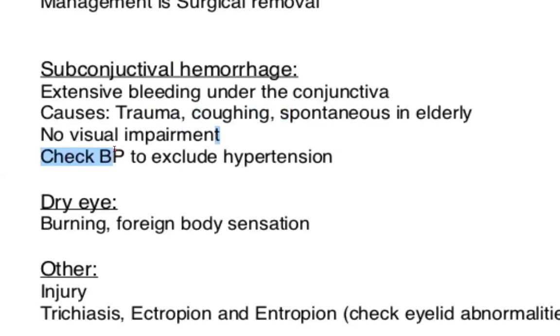This is very important, we need to talk about it: if the hemorrhage happens below the conjunctiva, the vision is normal. And we always have to check blood pressure to exclude hypertension. So your next step is to just check blood pressure, exclude hypertension, and it goes away on its own usually.